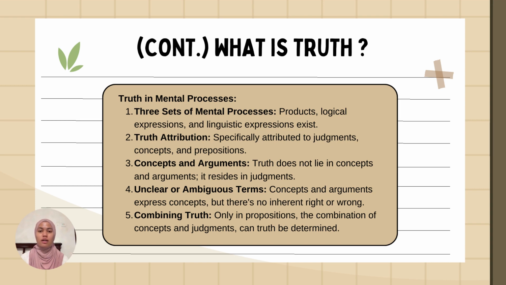Number four in truth in mental processes is unclear or ambiguous terms, where concepts and arguments express concepts, but there is no inherent right or wrong. And the last truth in mental processes is combining truth, meaning only in a proposition, the combination of concepts and judgment, can truth be determined.